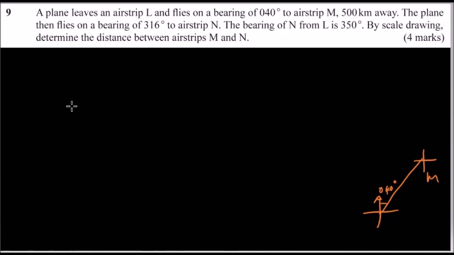Once you get to M, it flies on a bearing of 316 to N. So you are going to measure a 316 angle. So this is 316 degrees, which is the same as you can measure angle 44 from north to the left. That is, this angle is 44. That will still give you 316 as the bearing. So this is our L.